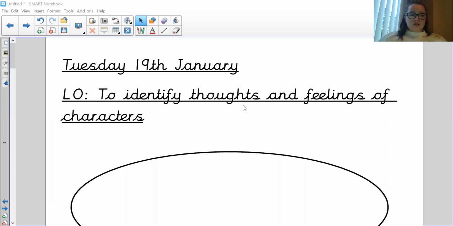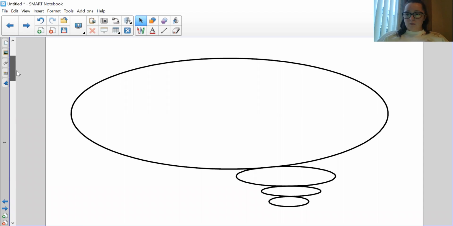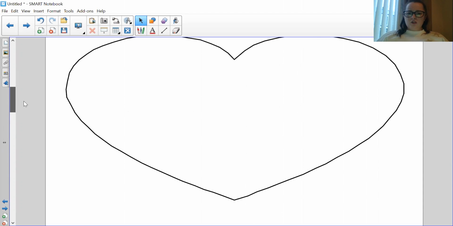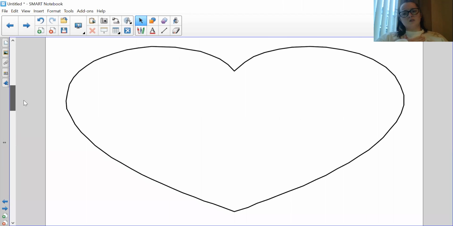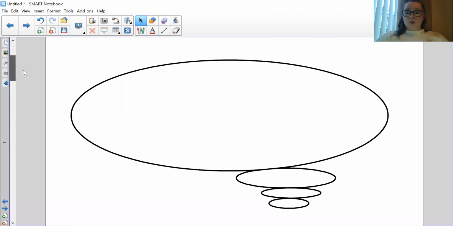So what I'm going to do, I'm going to quickly show you the idea and then we'll do it all together, okay? So I've got a thought bubble here and I've also got a heart. Now my heart is for feelings, okay? We always represent hearts for feelings. And our thought bubble here is for what we think, the thoughts, okay?